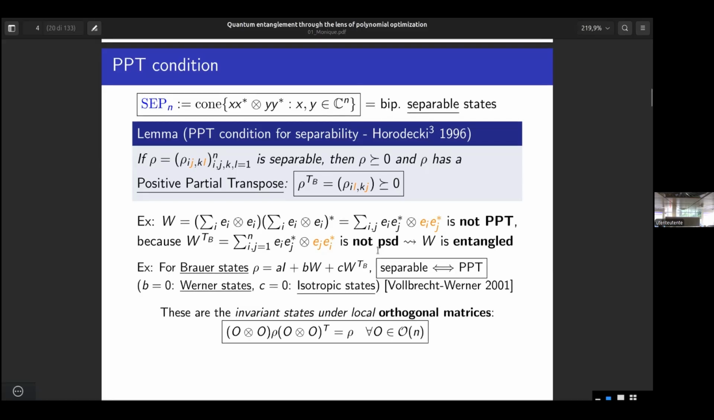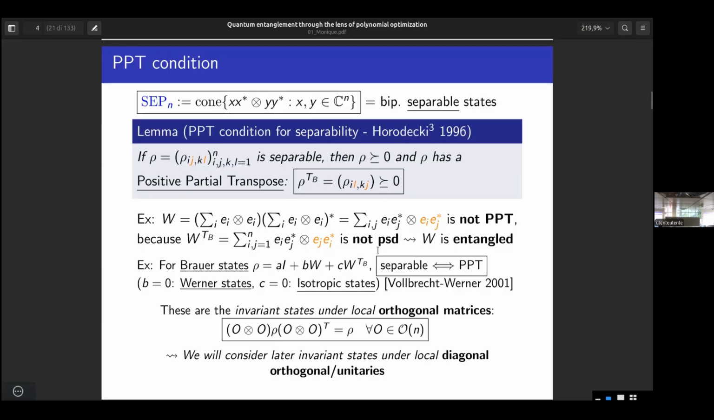And what I want to mention is that these states are particularly relevant for our lecture because actually they are exactly the states which would be invariant under local orthogonal matrices. So orthogonal means that here you have an orthogonal matrix, and local means that your orthogonal matrix is actually a product of two orthogonal matrices, the same copy. And you ask that your rho should satisfy this invariance property, and then those rhos are exactly the Brauer states.